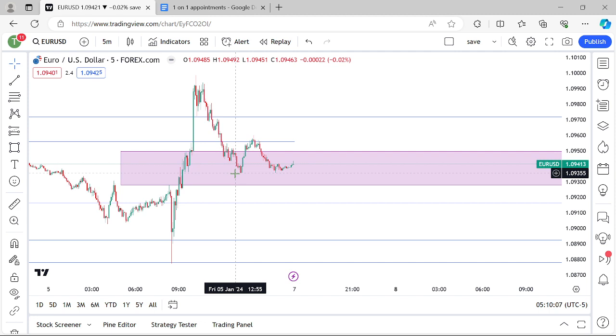And again, I also went into a little bit more detail in another video. I'll leave a link to that video in the video description. It's called something like how to identify the next draw on liquidity, something along those lines. And it ties in perfectly to this video, because that's how we use liquidity.